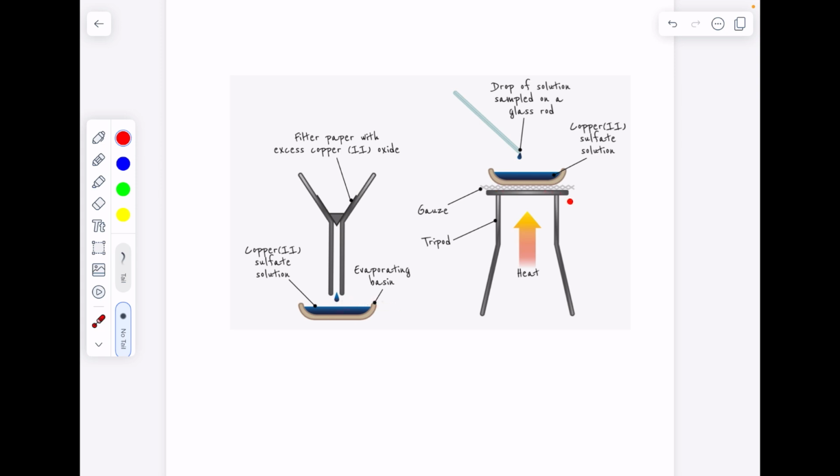basin. This gets put on top of a wire gauze on top of a tripod, which has a Bunsen burner underneath. We're going to use that Bunsen burner to heat our solution in order to evaporate some of the water to reach that crystallization point. And then our last step is to leave those crystals to dry.